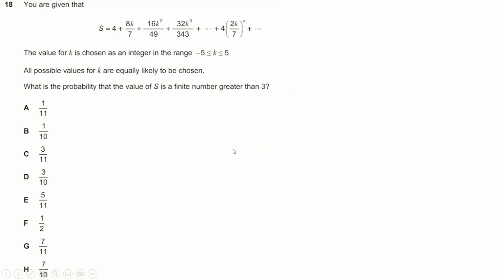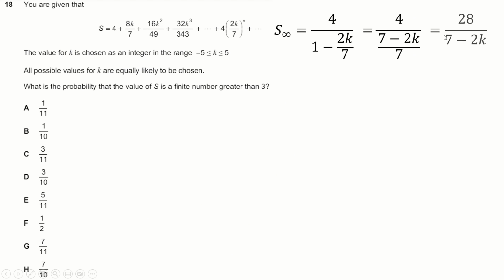Question 18. So we're adding up another infinite series here. So a is 4 and r is 2k over 7. So it's going to be this, which we can, of course, combine together and put the 7 up there for this. However, we should make a note that this only works if the mod of 2k over 7 is less than 1. In other words, if you times by 7 divided by 2, if the mod of k is less than 7 over 2. So, okay, we can't go up to 5. We have to stop at 3.5, and we also have to stop at minus 3.5.